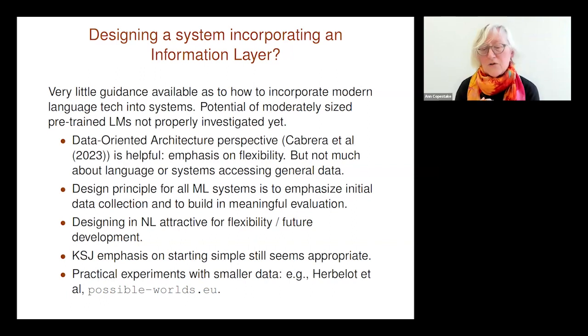But Karen's emphasis on starting simple still seems appropriate, even though we have these much more advanced systems. Because starting with the more simple techniques and with much less data avoids some of the pitfalls that we will run into if we start using things trained on trillions of words and try and make them work in a system of this type.